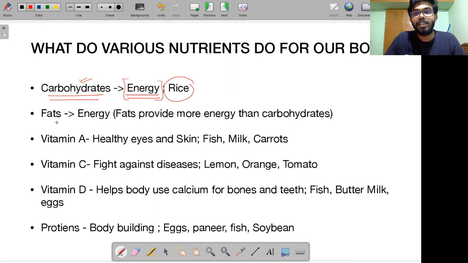Okay, then the next major constituent of our food is called fats, right? Fats also, remember, provide energy. Just like carbohydrates, fats also provide energy. In fact, you will be very surprised to know that fats provide more energy than carbohydrates. Right? Just try to remember this small fact. They could ask you this in one of the statements in the prelims examination.